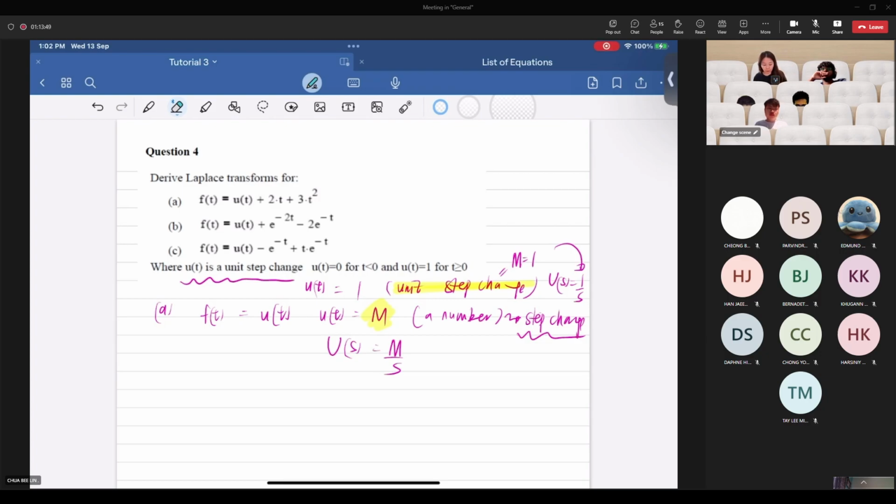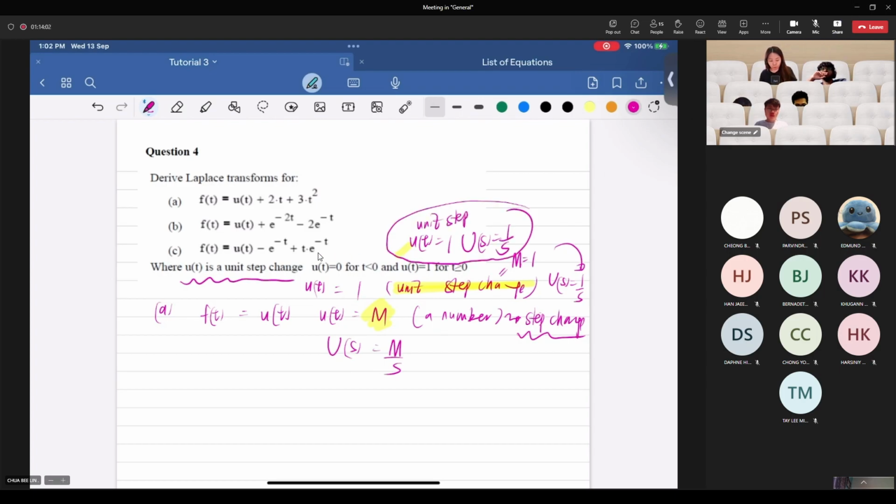So in this case, you will have your ut is 1, then your us is 1 over s for a unit step change where your m is equivalent to 1. Magnitude is 1, which means the change is 1, like 20 to 21, 3 to 4, 7 to 8. So the change is by 1 unit. So now you are having all these questions with the u inside using this.